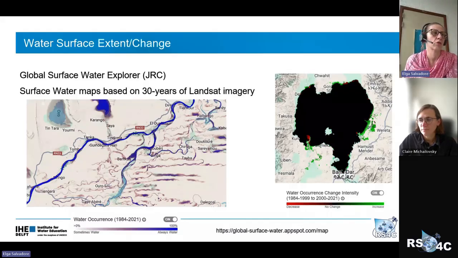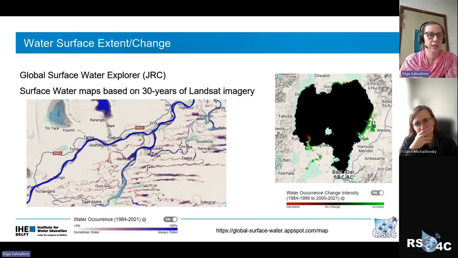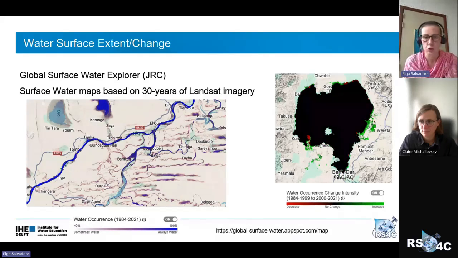So you can also try to look at, okay, is my water body, in this case a lake, expanding, is it contracting, and use that data to understand the changes related to other conditions. That can be meteorological conditions, can be human-induced factors, and so on. And it's all open access.